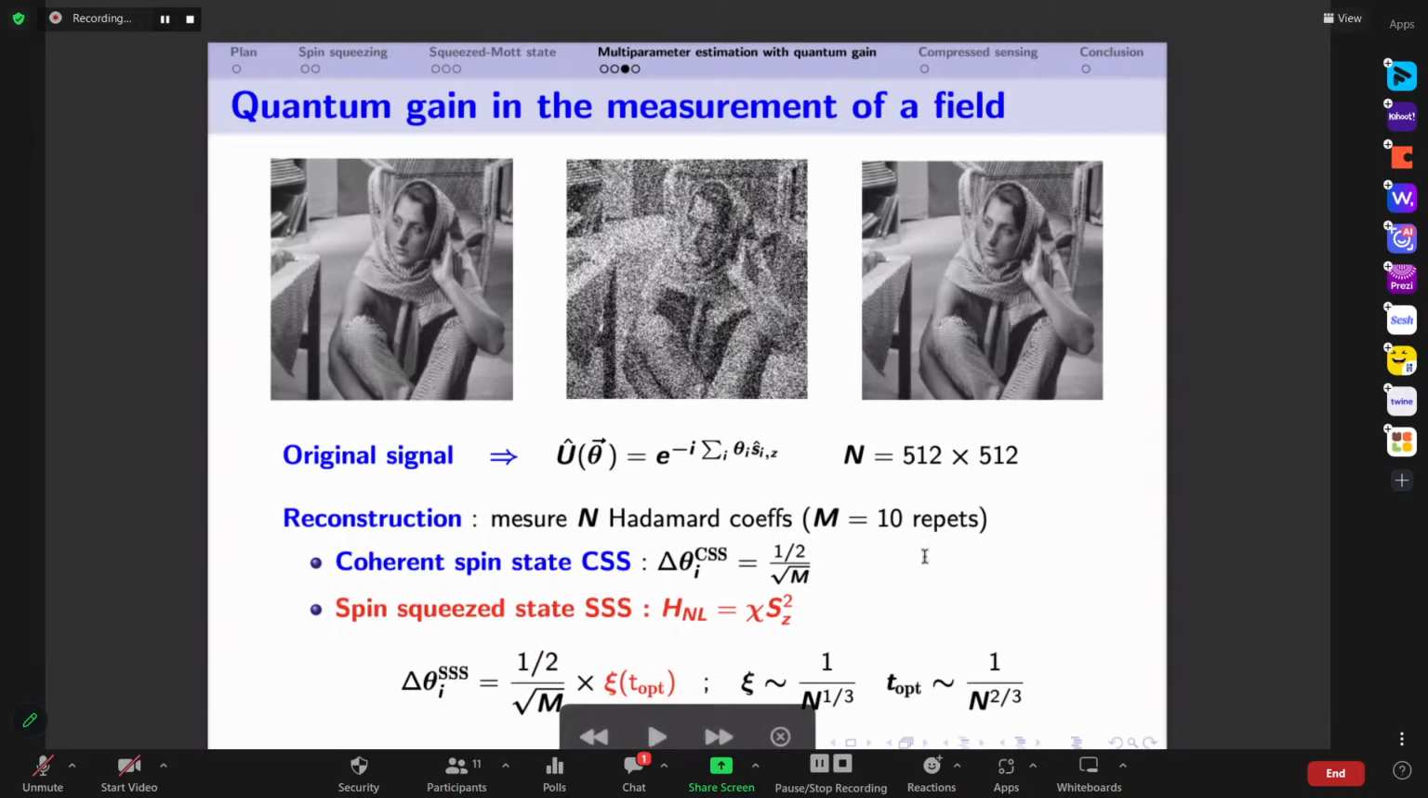And one can calculate easily the gain, that is the quantum gain that one gets if we use a spin-squeezed state with respect to using independent atoms. I can measure these parameters, that is the value of my 2D field, with a precision which is increased by this quantity psi t opt, because it's a squeezing at the optimal time, which scales as 1 over n to the power 1/3. So the larger the number of atoms, the larger the gain.